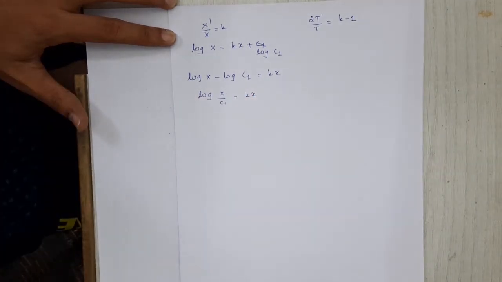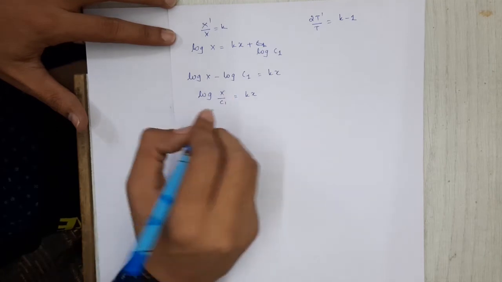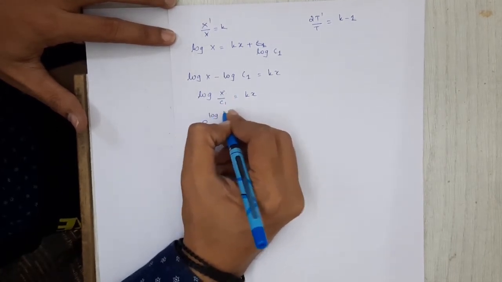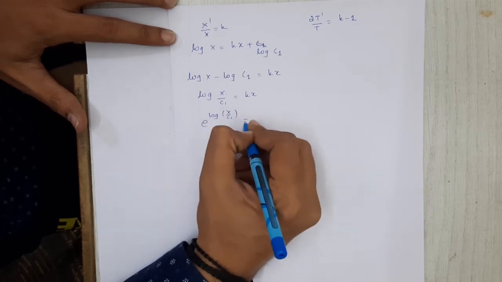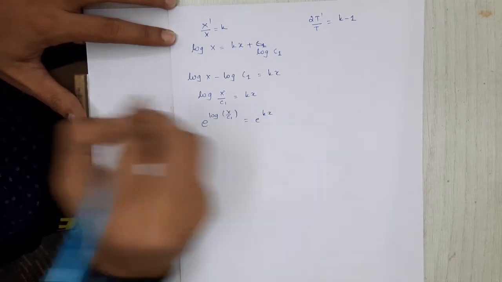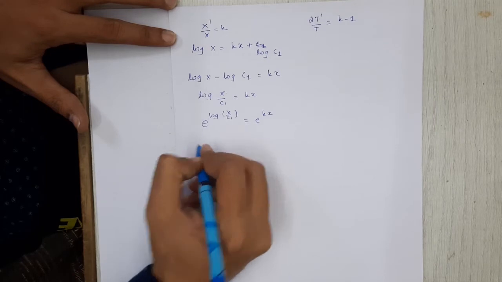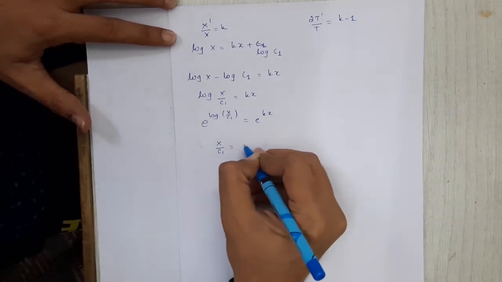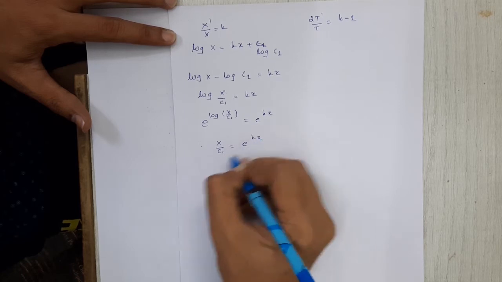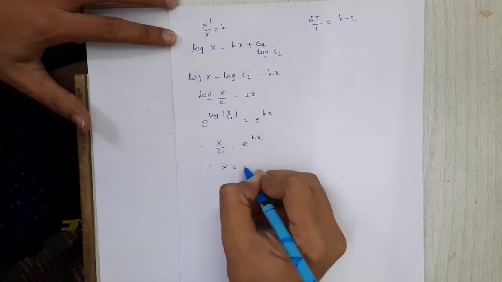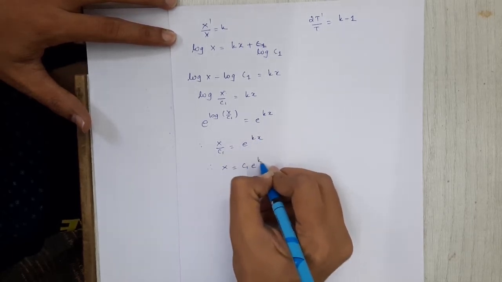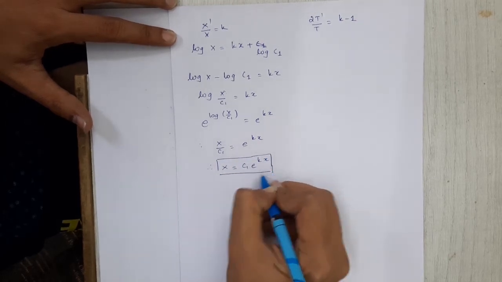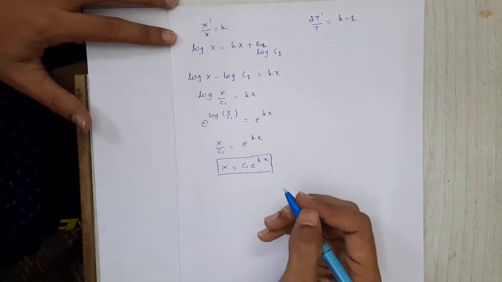By simple algebra I can write log of X upon c1 is equal to kx. Now I am interested in only X, not log X, so let us write e raised to log of X upon c1 is equal to e to the power kx. That's why I can write X upon c1 is equal to e raised to kx, and hence I can write X is equal to c1 e raised to kx. Now I have the first variable X as this.